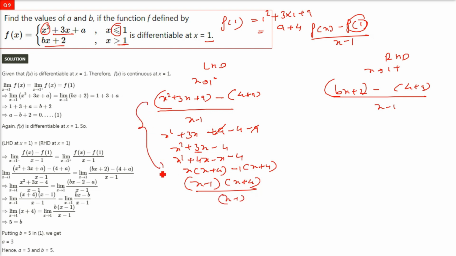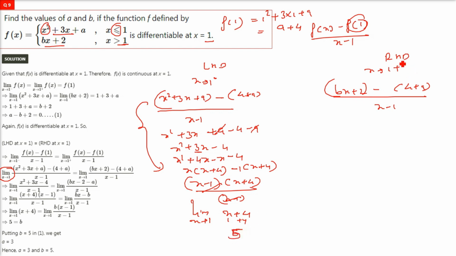Please remember, limit x tends to 1 is always there. I'm not writing it just to save time, but it is already there. So x plus 4 in the numerator. Now apply the limit, x tends to 1. So 4 plus 1 is going to be 5. This is your left hand derivative, 5.